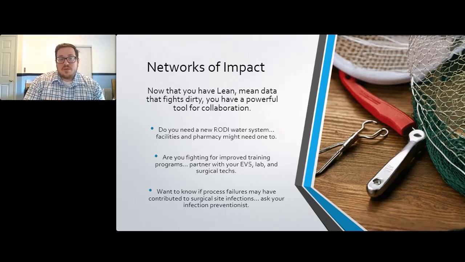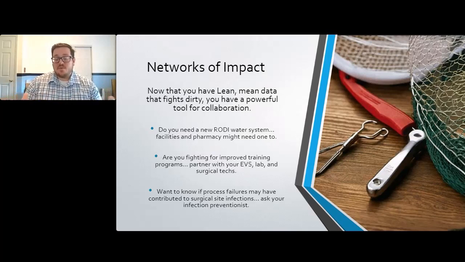Let's say you need an RODI water system so that you can go from house steam to clean steam, because your sterilizers are getting caked up and they've got particulate, they've got calcification in them. Well, you know who else uses RODI water? Facilities, dialysis, pharmacy.